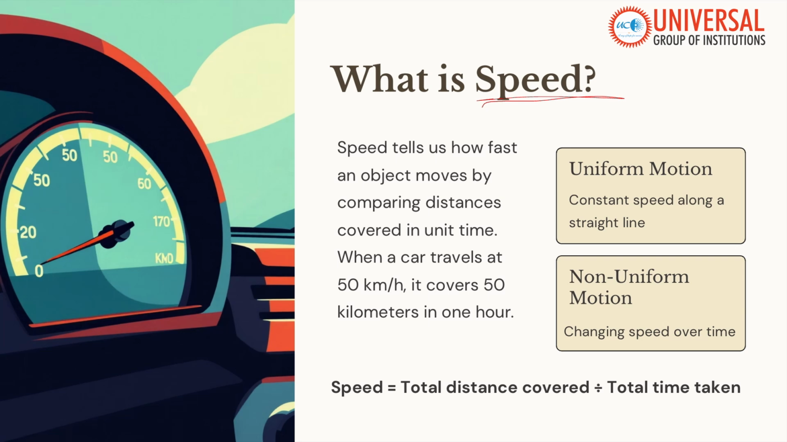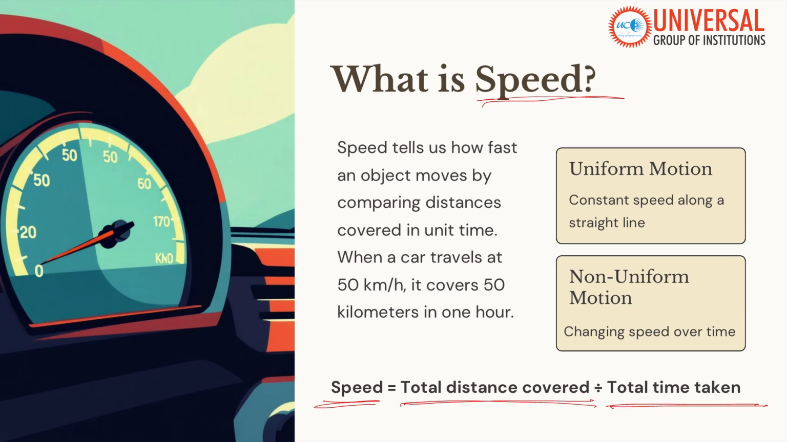So what is speed? Speed is a physical quantity that tells us how fast an object is moving. Speed is defined as the distance covered by an object in unit time. So what is the definition of speed? Speed is defined as the distance covered by an object in unit time. Mathematically, speed is equal to total distance covered divided by total time taken.